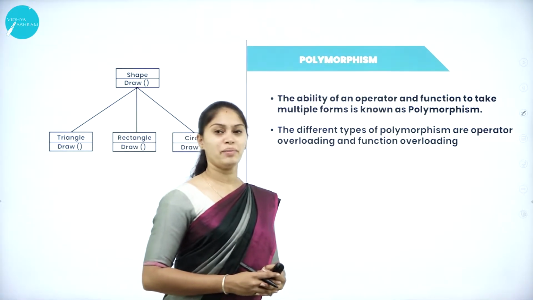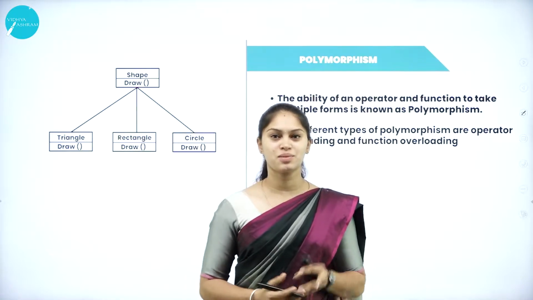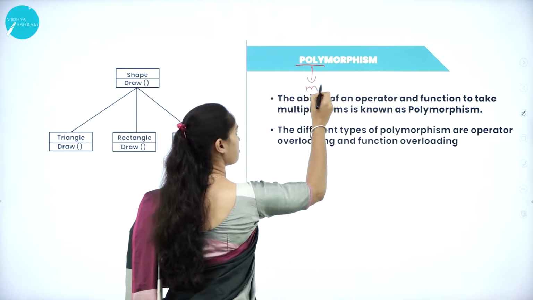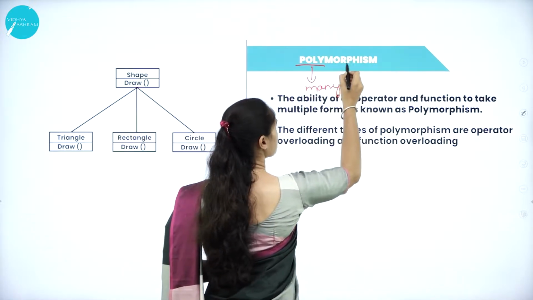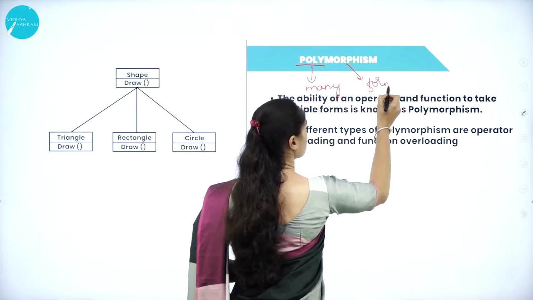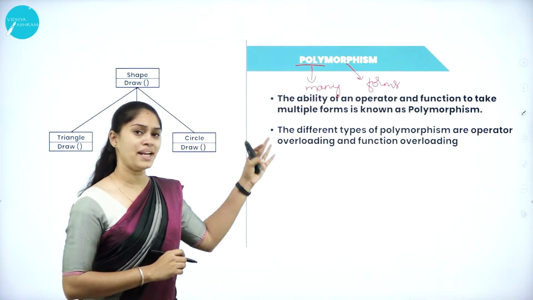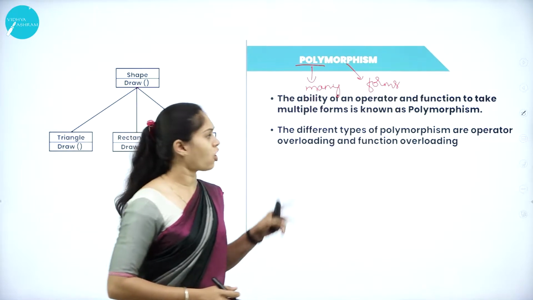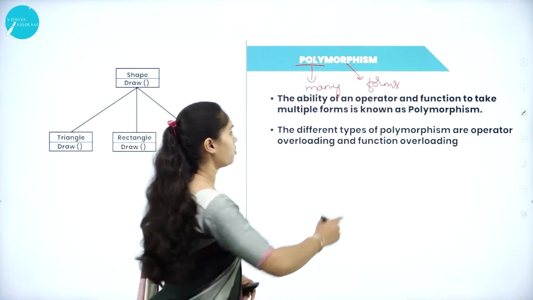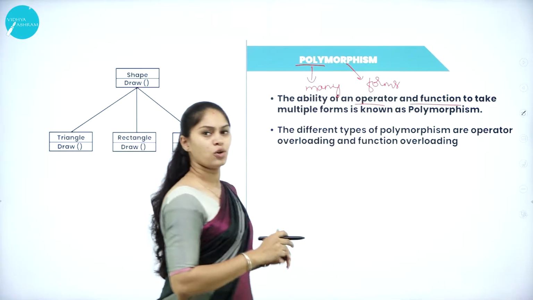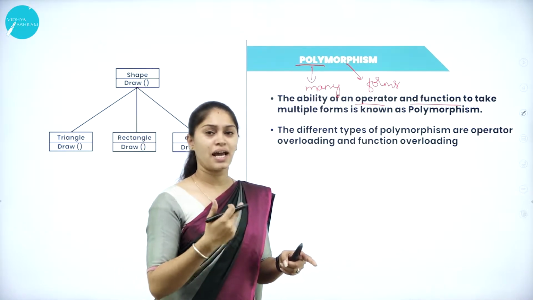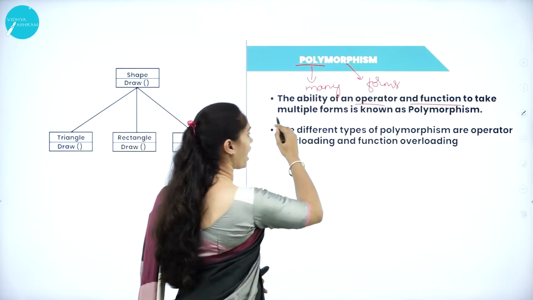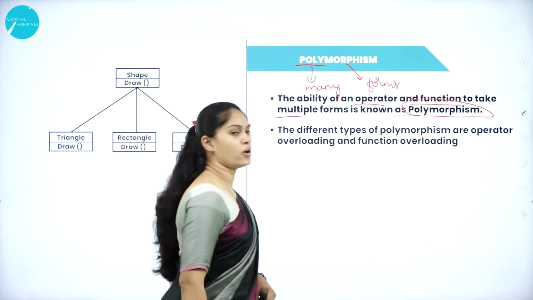Now we'll see what you mean by polymorphism. Here we have two words, poly and morphism. Poly represents many, and morphism means forms. Together we can say it as many forms. Then what is going to take many forms? We'll see now. The ability of an operator and a function. We know what an operator is and what a function is. When the operator and function have the ability to take more than one form, then we call that mechanism polymorphism.